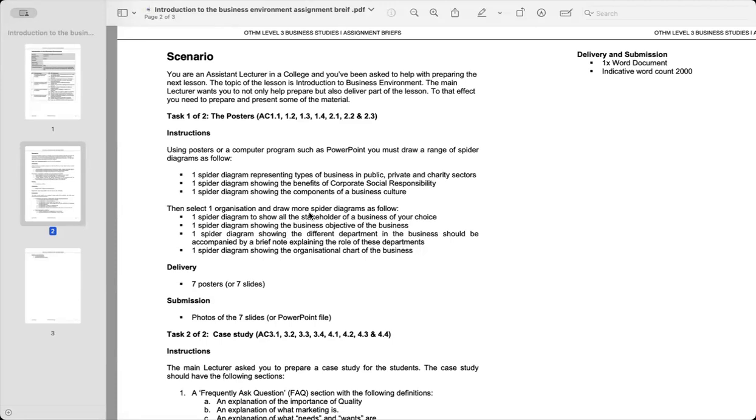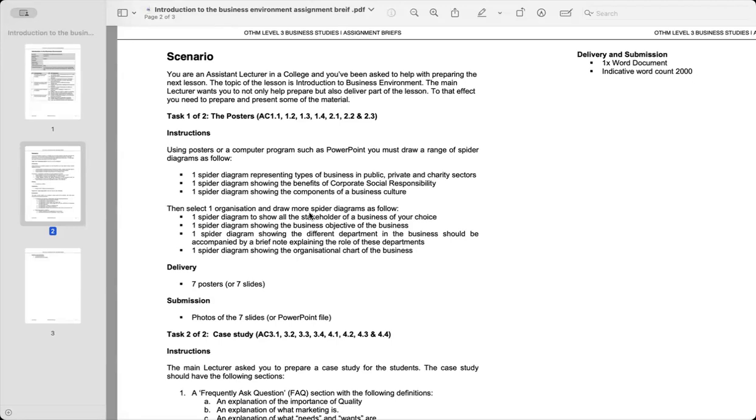Using the same organization from the previous diagram, create a spider diagram showing the business objectives. Example objectives could include maximizing profit, expanding market share, providing quality products and service, enhancing customer satisfaction, corporate sustainability. So ensure the objectives are specific to the organization chosen.